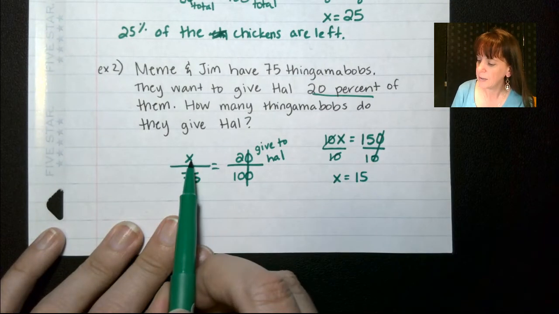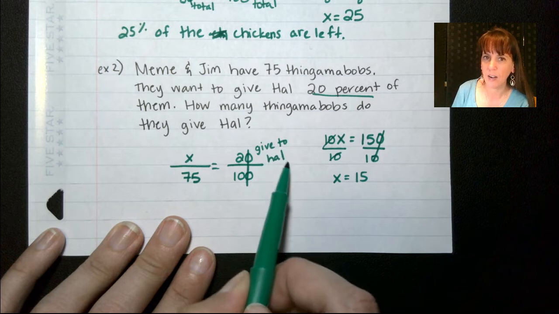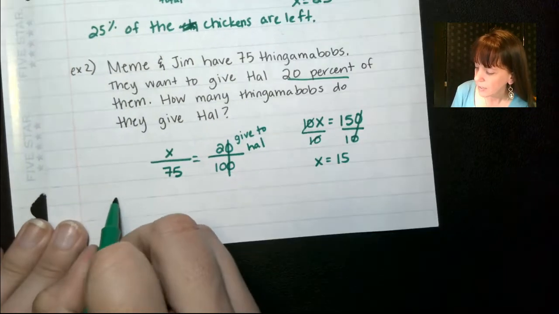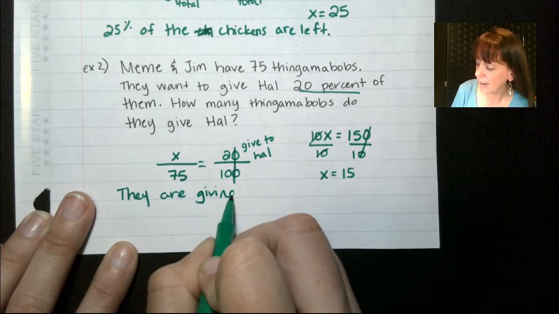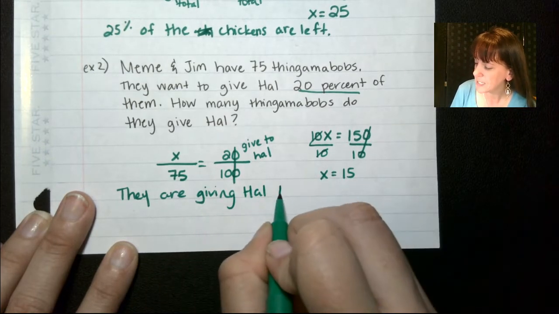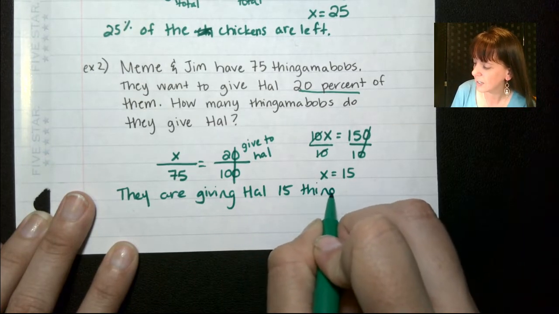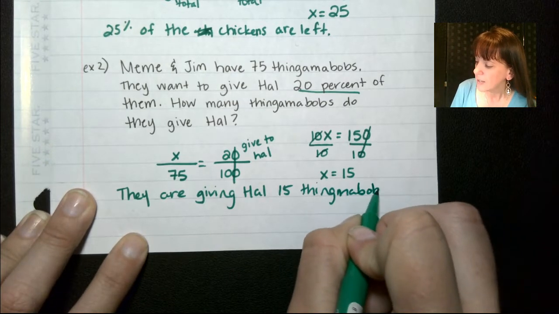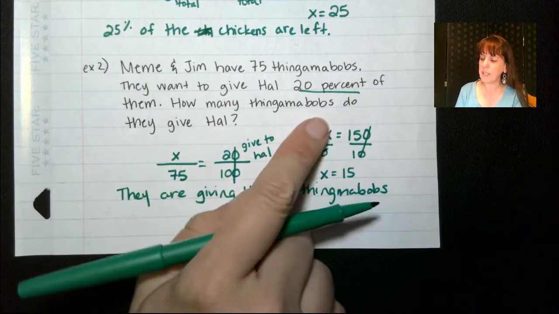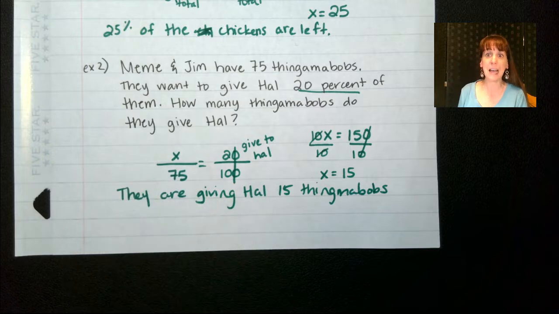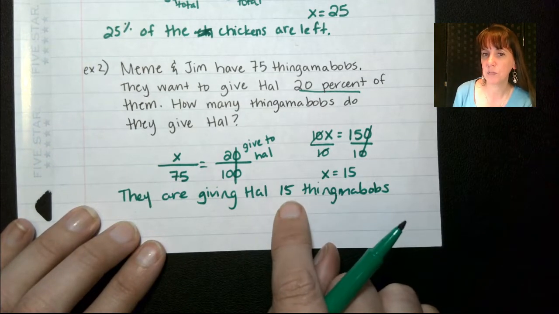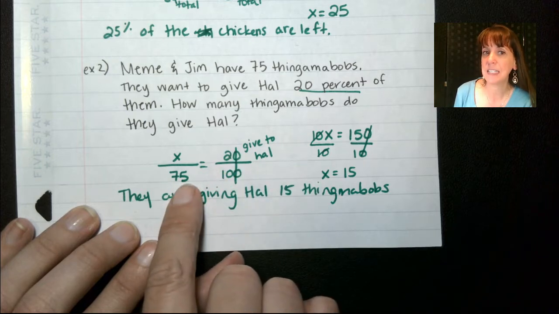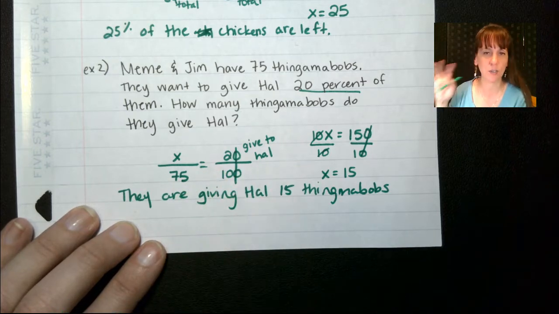So 15, remember, is give to Hal, because it's in the same thing here. So they are giving Hal 15 thingamabobs. Now, if the question had said how many thingamabobs are going to be left after they give it to Hal, then it wouldn't be 15, it would be 75 minus those 15. So that's why you have to pay real close attention to your percents there.